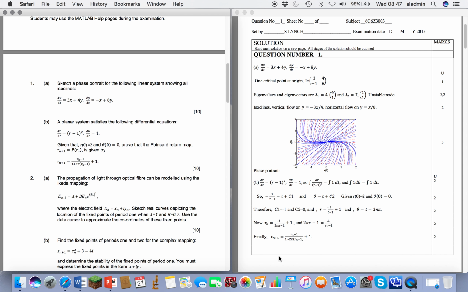And then we can use simple algebra to find an expression for r n plus 1, because we've got an expression in terms of Rn here. So I'll let you prove that yourselves. And that concludes the solutions to question number 1.